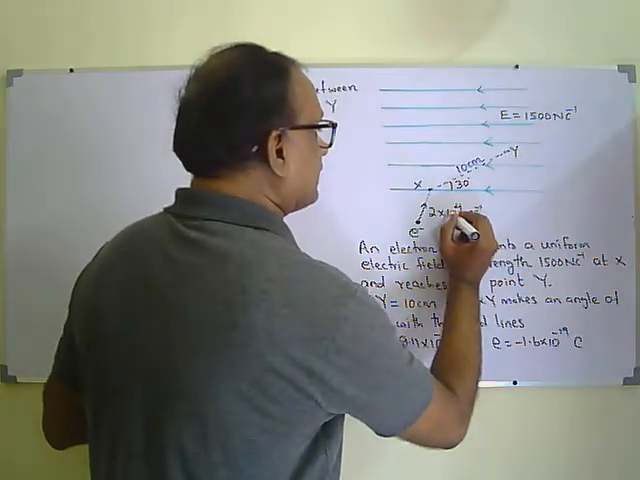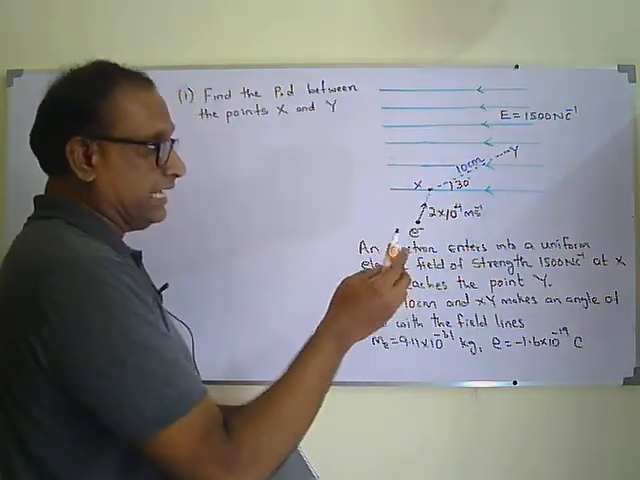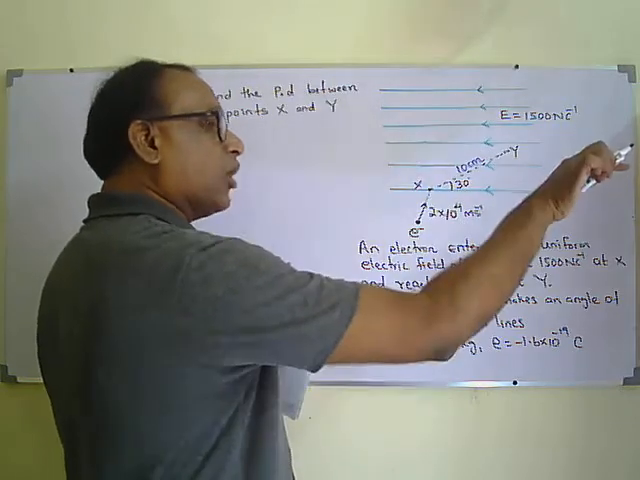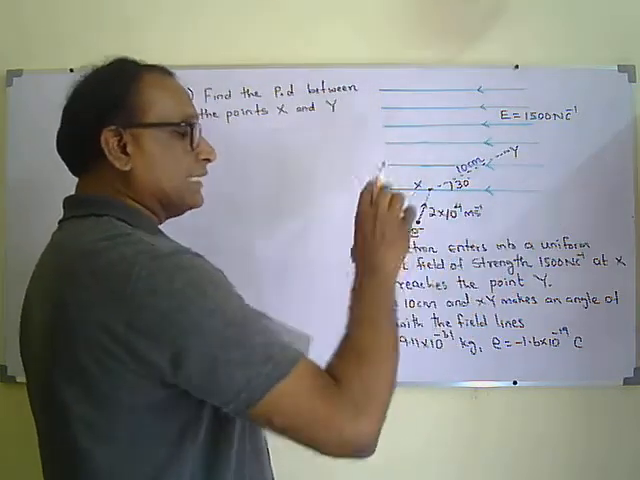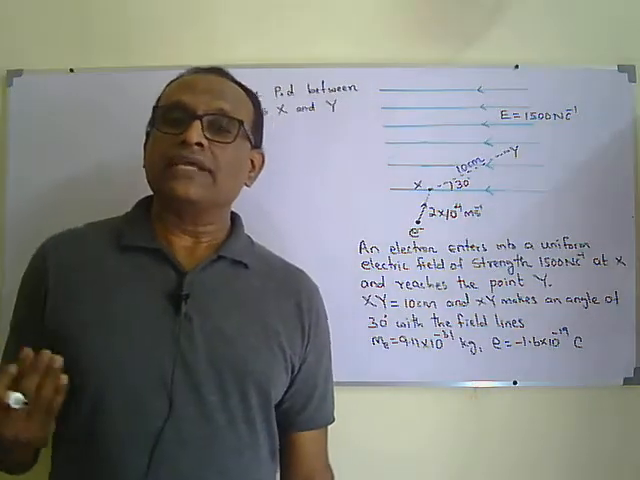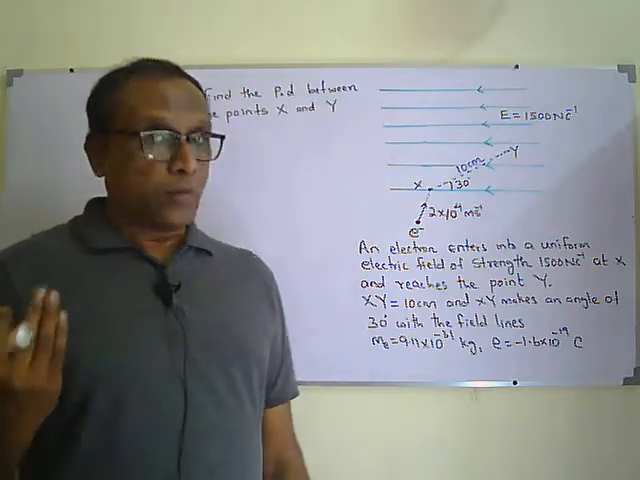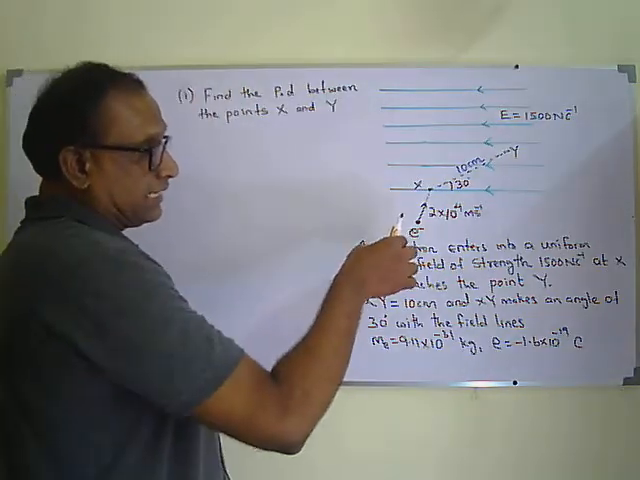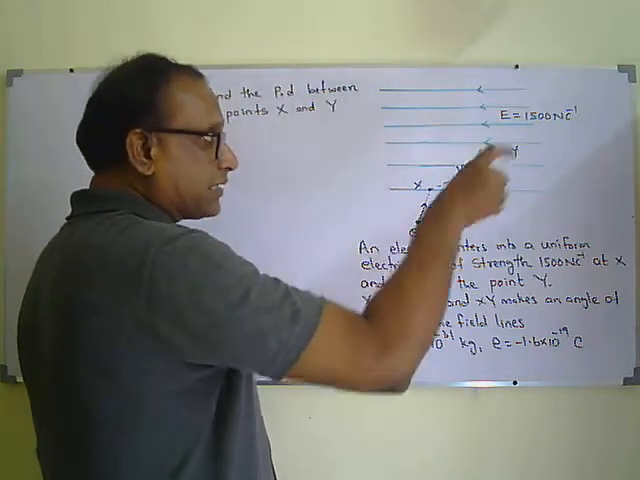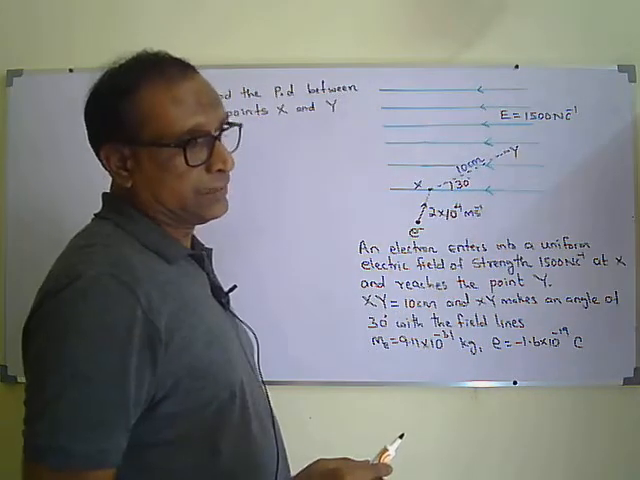After it enters into the field, it is going to experience an electrostatic force opposite to the direction of the field line because the electron is a negatively charged particle. I explained earlier that a negative charge will always experience electrostatic force opposite to the field line. So the electron is entering along this way, then due to the force towards the right, it turns and finally reaches the point Y.